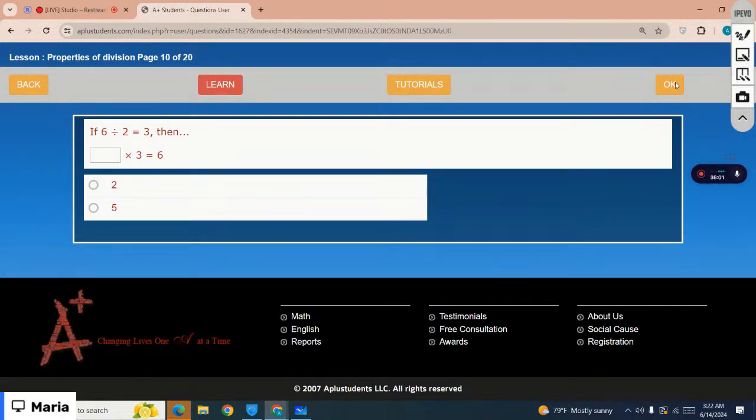If 6 divided by 2 equals 3, then what number times 3 equals 6, which is the correct option? The correct option is 2 times 3. Option number 1 is the correct option.